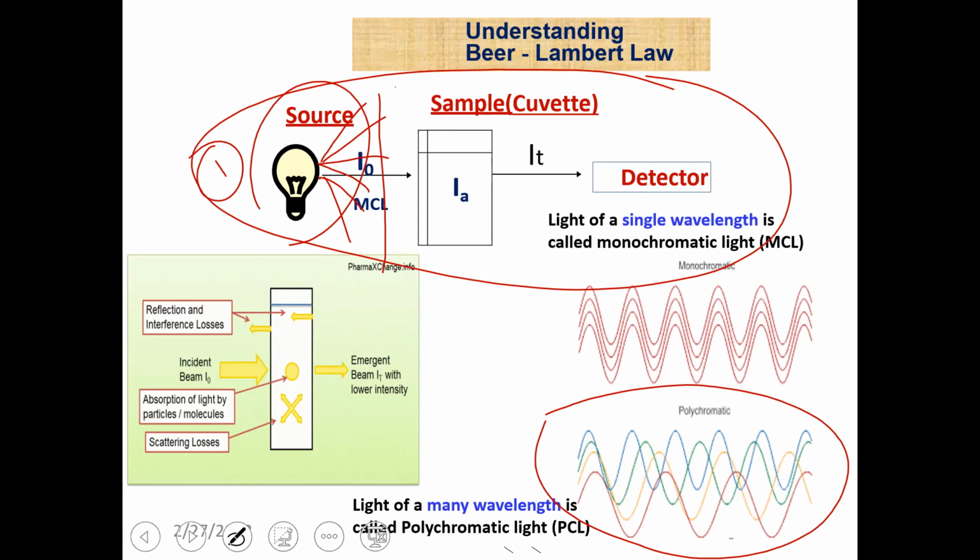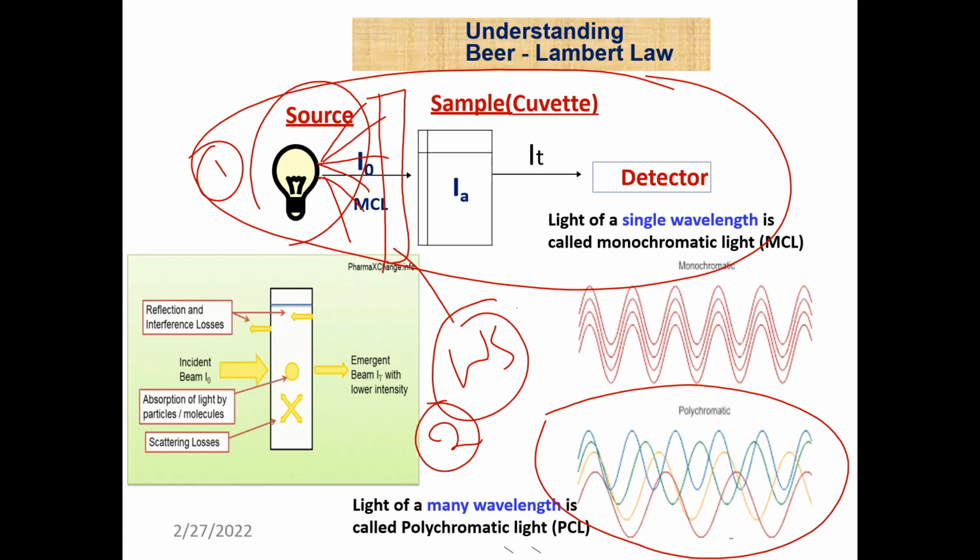So in between the sample and the light, we have to place a second component, which we call the wavelength selector. The wavelength selector selects a particular wavelength from many wavelengths. That is, it converts the polychromatic light into monochromatic light. Monochromatic light is nothing but a light of a single wavelength. So that's how you can arrive at this.